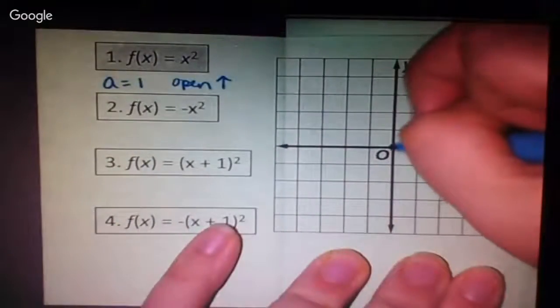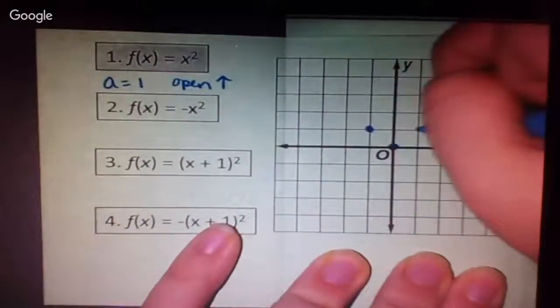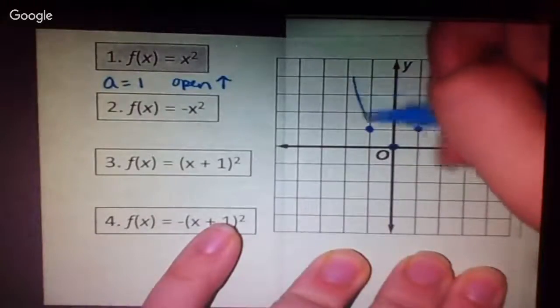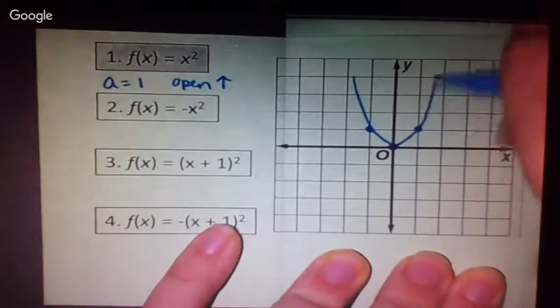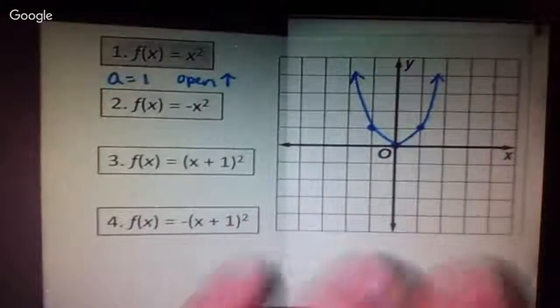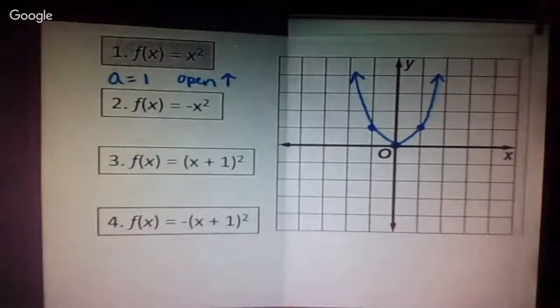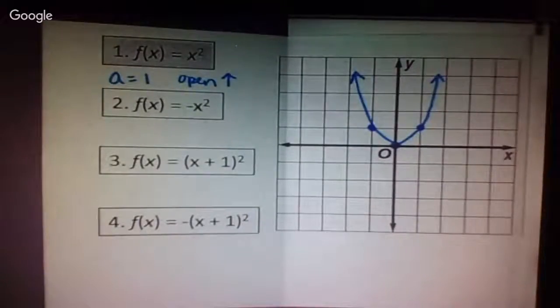So that's why your parent function looks like this. Okay, it opens up. Okay, take a look at number 2. What's happening? Got negative x squared. My a value is a -1, which means what? Opening down. We're sad. We're opening down.